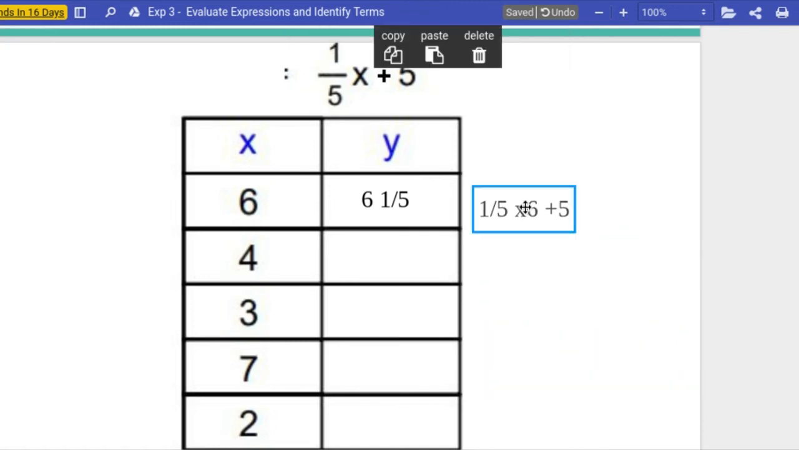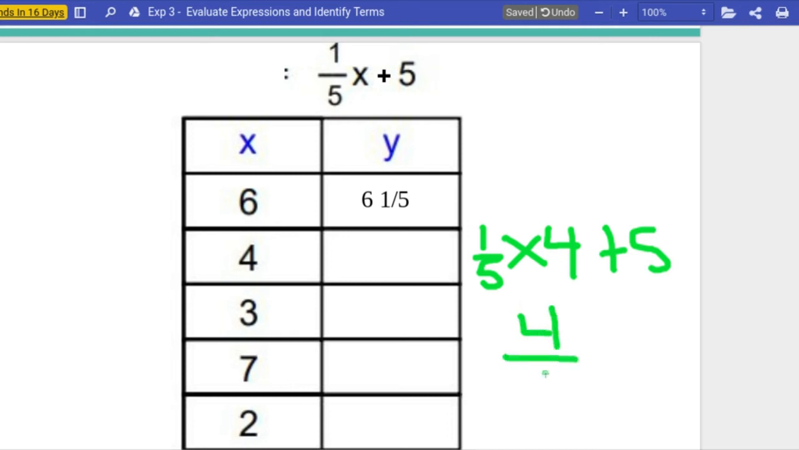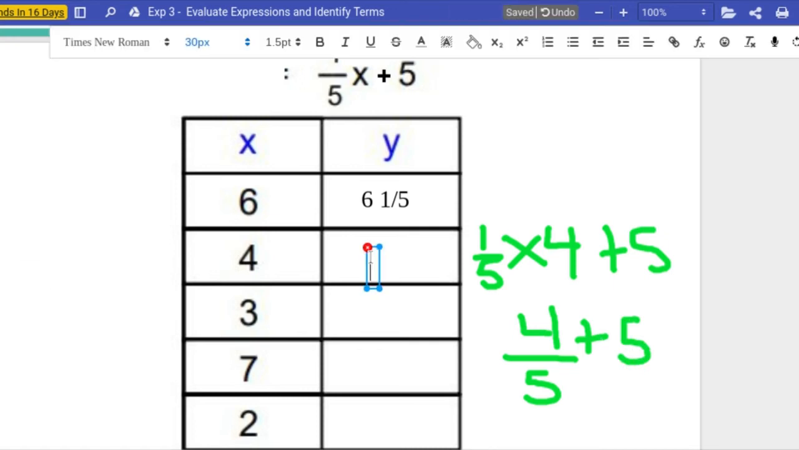Okay, so let's try this with 4. If I put 4 in for x, I'm going to have 1/5 times 4 plus 5. That gives me 4/5 plus 5. I can add those together pretty easily. That's just 5 and 4/5. So if I put x in there as 4, then I get 5 and 4/5 as my answer.